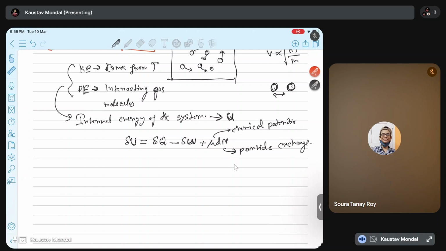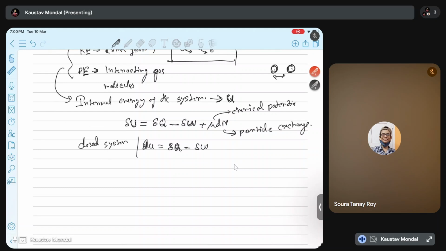Now for this case, and for the rest of the discussion, they have only considered closed systems. So this is for the open system, and for the closed system, delta U equals Q minus delta W. This is also known as the first law of thermodynamics. This relation is very important.